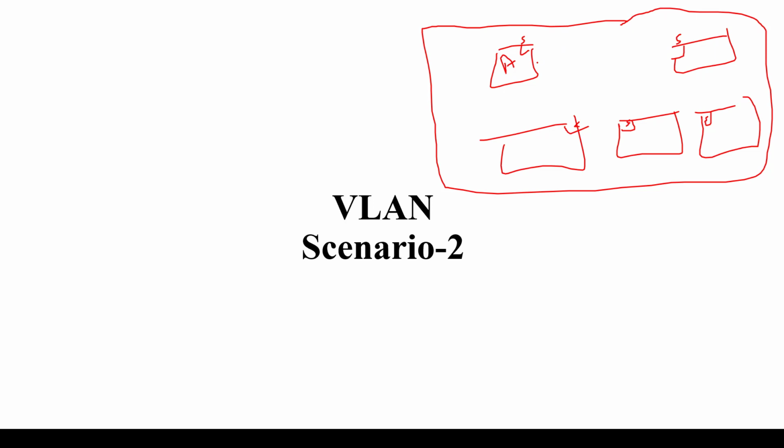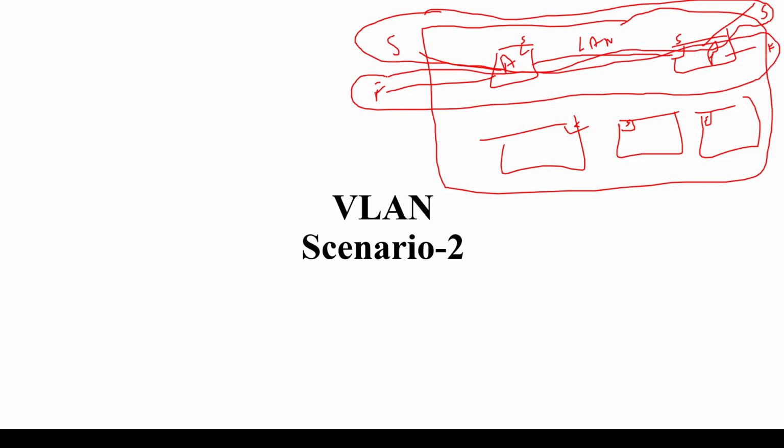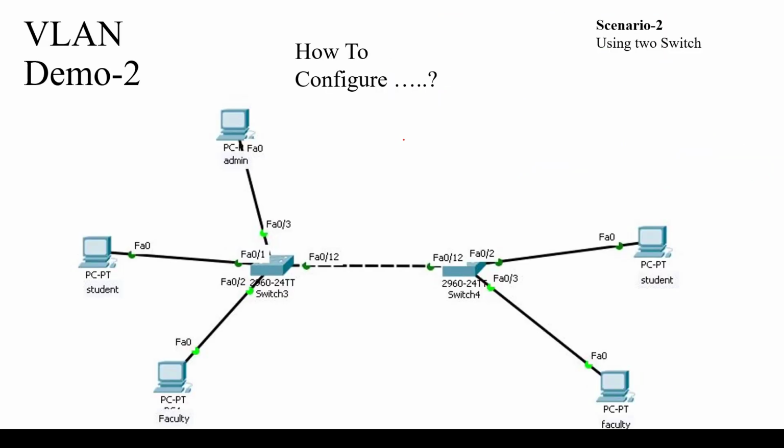Now I want to create building A and building B. Between the two buildings we require LAN connectivity. Okay, clear? So first of all we will configure the LAN network. Then building A also has a student and faculty, and building B also has a student and faculty, right? Later on I want a scenario where a building A student can communicate only with building B students, and a building A faculty member can communicate with a building B faculty member. So let's configure scenario number 2, which has two switches.